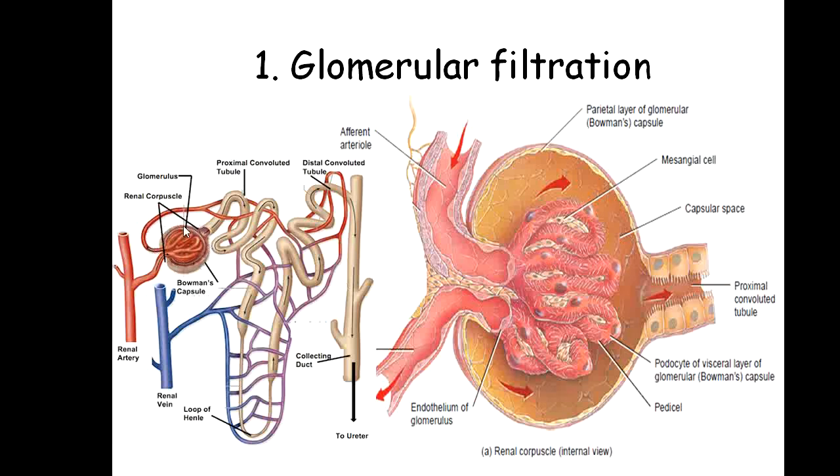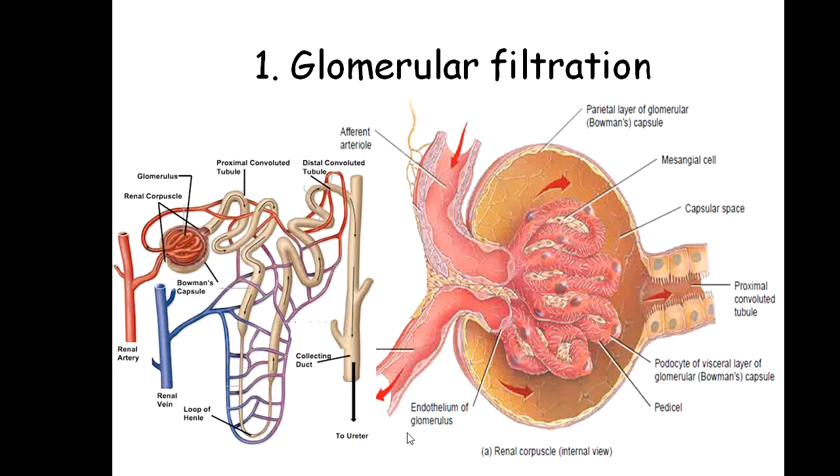This is the renal corpuscle. Renal corpuscle is the combination of Bowman capsule and glomerulus. So 600 ml of plasma reaches this glomerulus each minute. Now this 600 ml of plasma is filtered in each minute through the Bowman capsule. So out of this 600 ml, 120 ml of filtrate reaches the Bowman capsule.